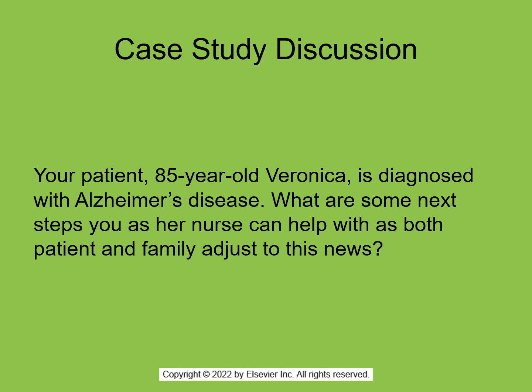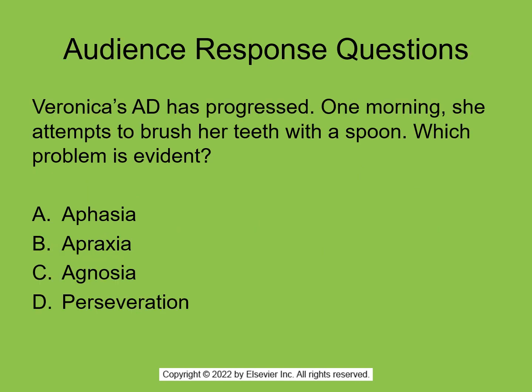So as we plan care for this client, she's diagnosed with Alzheimer's. What are some next steps that you as a nurse could help with, as both the patient and the family adjust to the new diagnosis? So again, we can provide education, provide support. Like I said, know your community resources. These will be some things that we can do to help the caregiver because, like I said, it's a big strain on the caregiver as well.